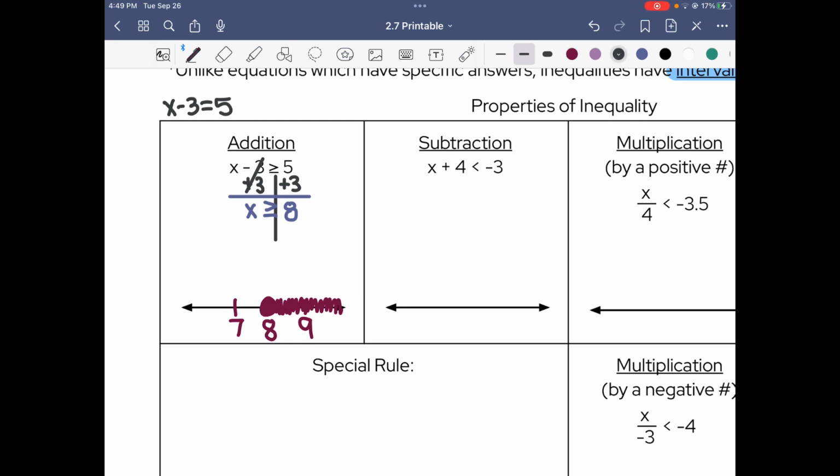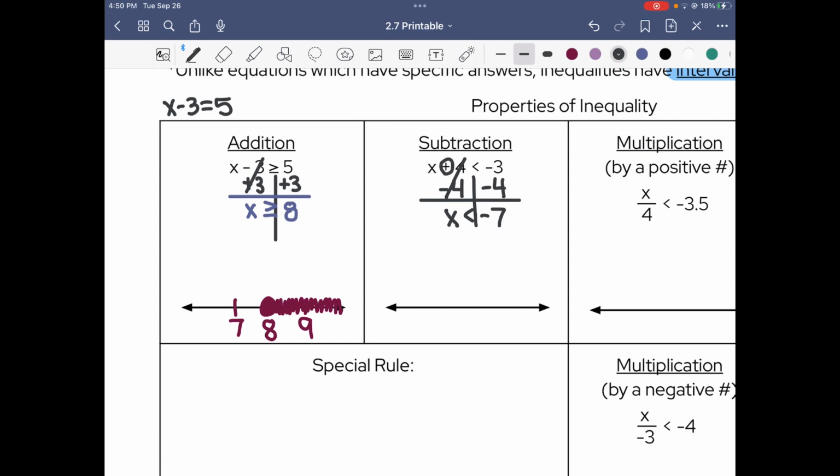Let's try one more, and then we're going to add something to the top of our page. If I want to get x by itself on the next problem, I've got a plus 4. The opposite of adding 4 is subtracting 4. So you need to do it on both sides. Just make sure you're not drawing your little line through the inequality symbol, or you won't be able to tell what it is anymore. Okay, now all I have left is x is less than -3 minus 4 is -7.